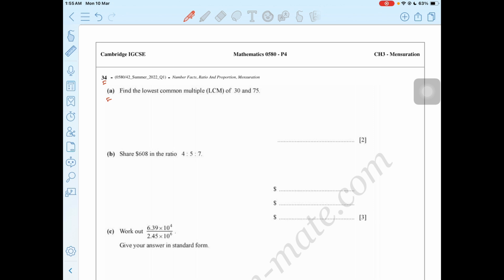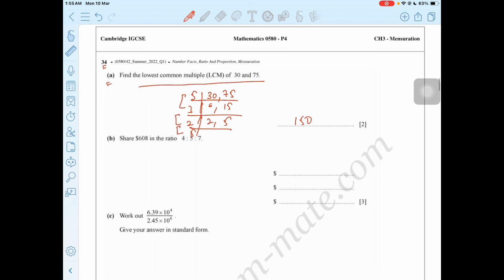We have our part A as find the lowest common multiple of 30 and 75, right? So let's just take the LCM. This would be 5. Let's just take 5 quickly. This would be 6 and then 15. We can take 3 again, so this would be 2 and then 5. We can take 2 and then 5 separately, so this would be 15. 15 multiplied by 2 is basically 30, and 30 multiplied by 5 is 150, so this would be 150.